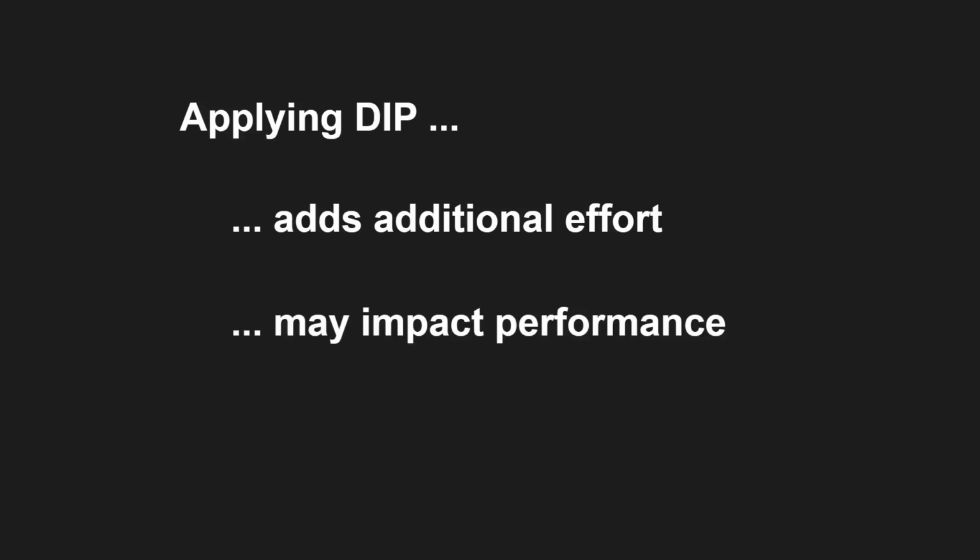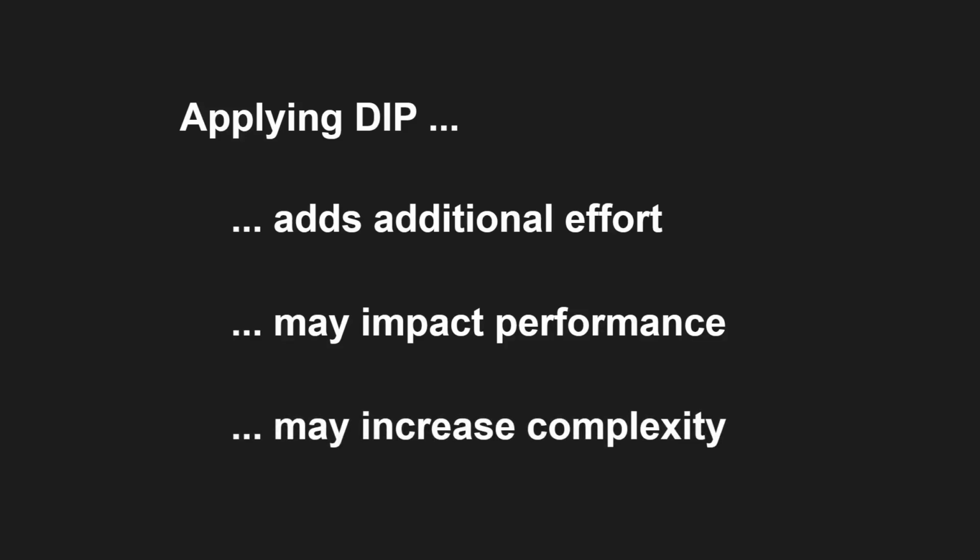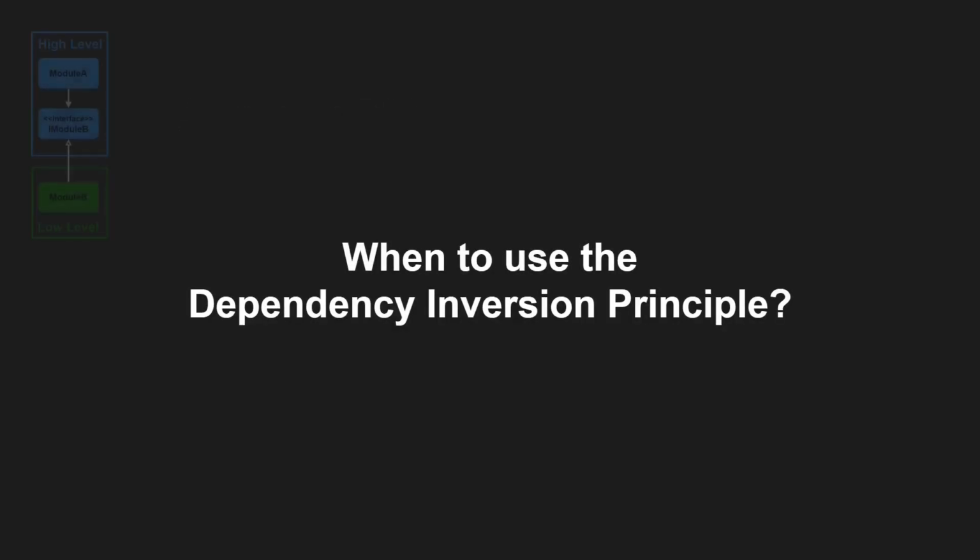And of course, this abstraction needs to be maintained additionally to the actual modules. When applying the dependency inversion principle together with the adapter pattern, the conversion between the different data structures could impact performance. Applying the dependency inversion principle with or without the adapter pattern is probably not the most intuitive design for many developers, and may so be considered as increase in complexity. And this brings us to the very last question of this video. So when should you use the dependency inversion principle?